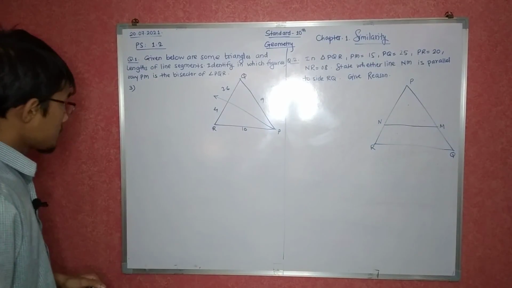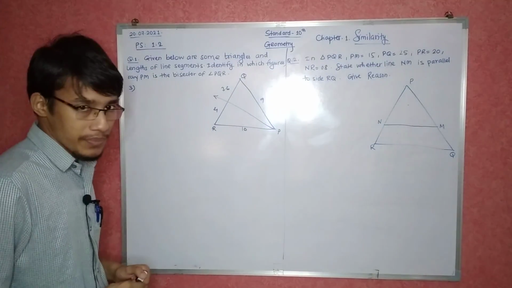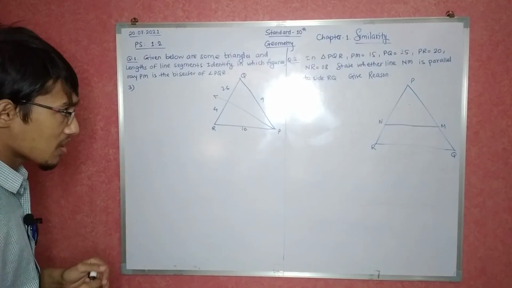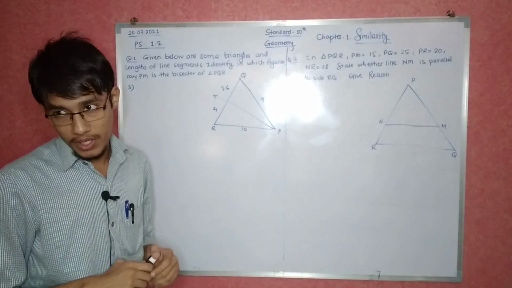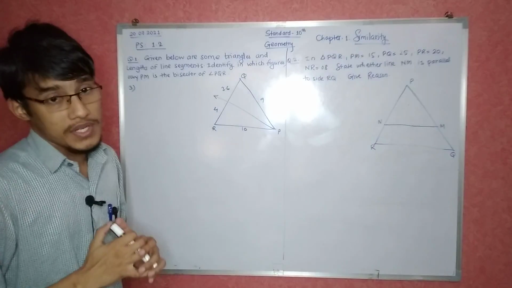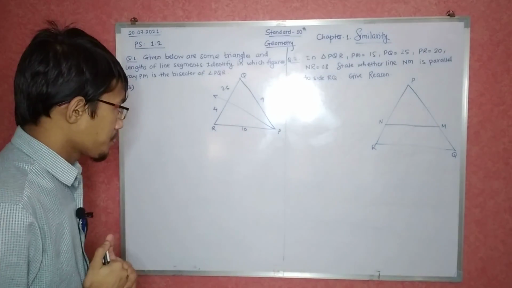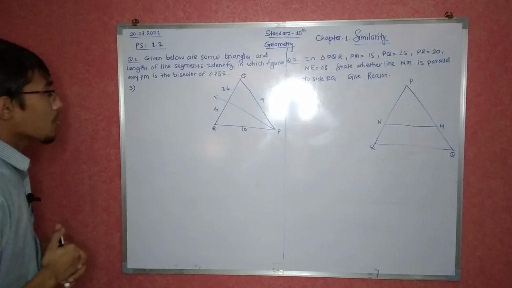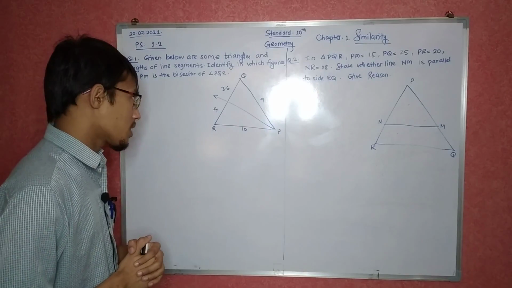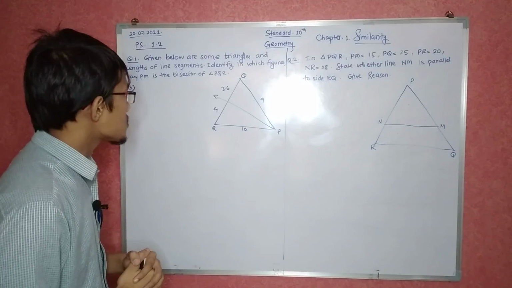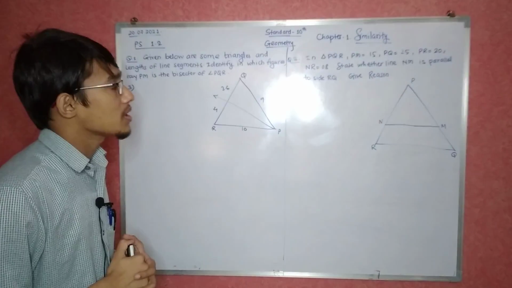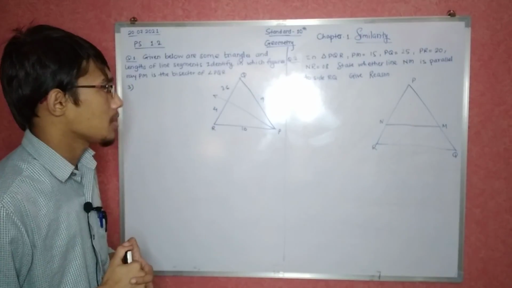Now in this lecture for standard 10th geometry, we are discussing chapter number 1, similarity. In the last lecture we have seen angle bisector property, and previous to that lecture we have seen the BPT, that is basic proportionality theorem. Now in this particular lecture we are going to solve questions from the practice set 1.2, and obviously these two questions which I am going to explain today are related to angle bisector property and basic proportionality theorem.